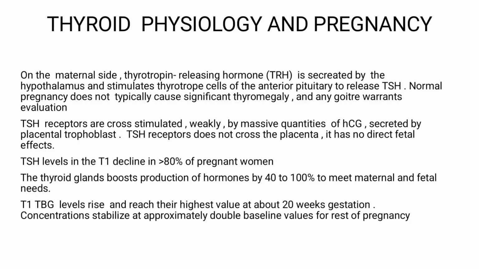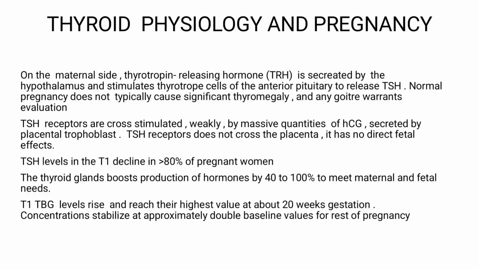So in this lecture we are discussing thyroid disorders in pregnancy, and first we will discuss the thyroid physiology in pregnancy. On the maternal side, thyrotropin releasing hormone is secreted by the hypothalamus, which acts on the anterior pituitary thyrotroph cells to release the thyroid stimulating hormone, or TSH. Normally in pregnancy there is no thyromegaly or goiter, but if it is there then it needs evaluation.